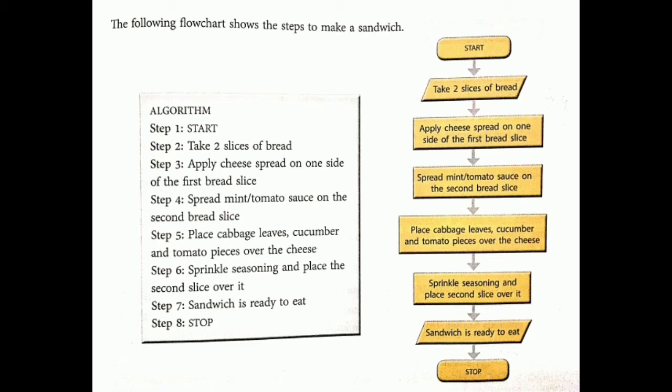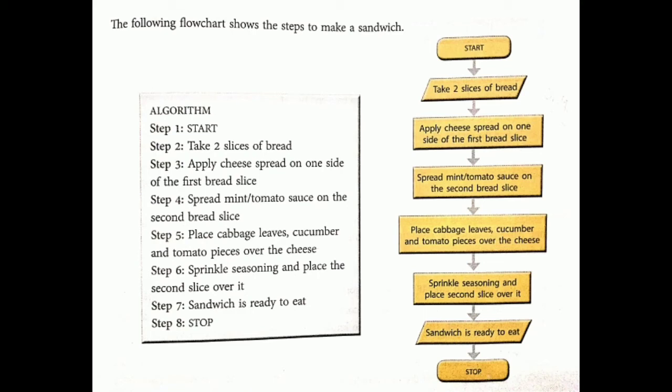First step is start. So we draw an oval shape and write start inside it. Next one is inputting. For inputting we use a parallelogram, and inside the parallelogram we write take 2 slices of bread. Next one is processing. For processing we use a rectangle, and inside the rectangle we write apply cheese spread on one side of the first bread slice. Again, the next step is also processing. So we draw another rectangle and write inside it spread mint or tomato sauce on the second bread slice.